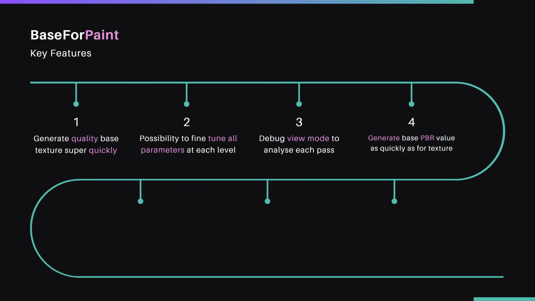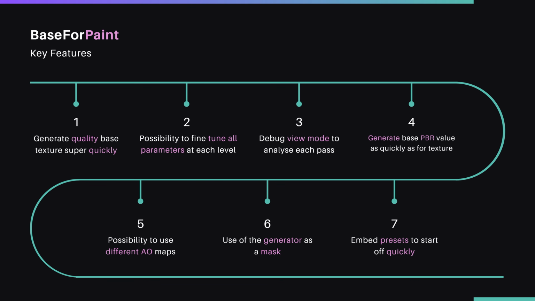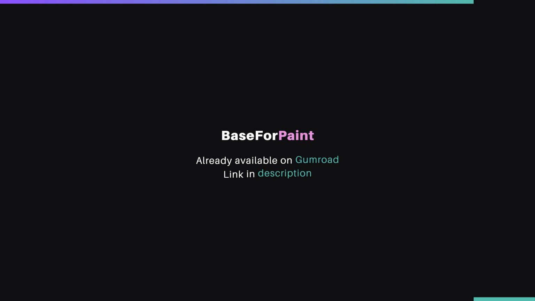We have also the possibility to use another ambient occlusion map to change a bit the behavior of the base layer. We've seen also that we can use this generator as a mask, and we can add another noise or other variation on top of it. And finally, we have seen that there is some embed presets that help us kickstart super quickly that can be used for the blocking version of the asset, so it can be used within the engine for the level art or different other purposes.